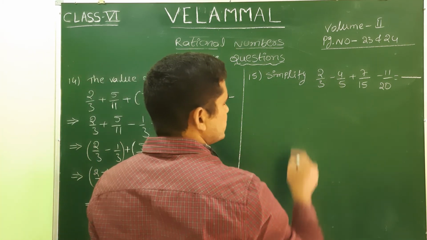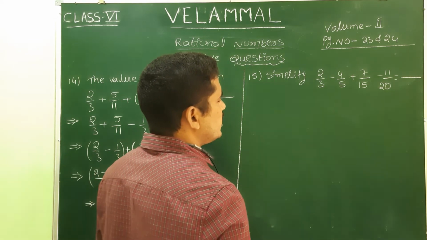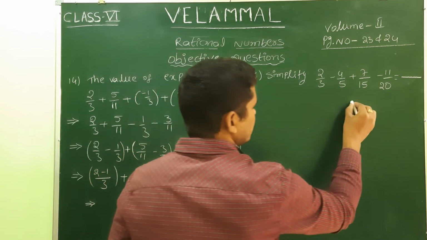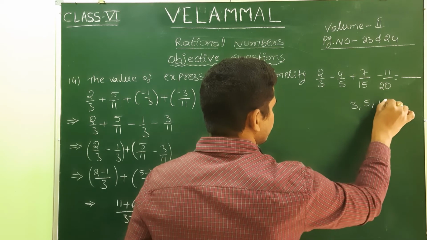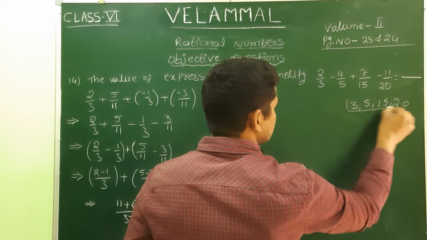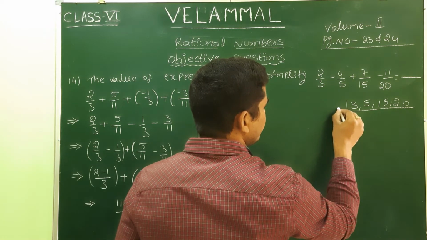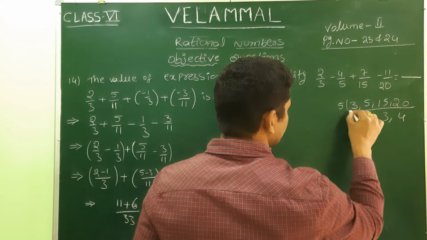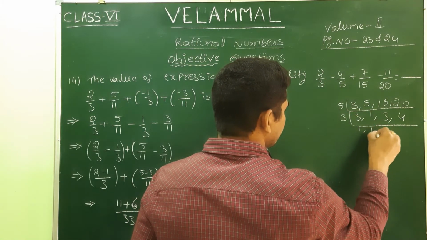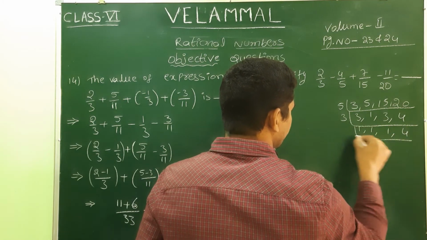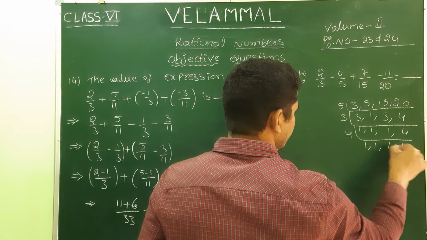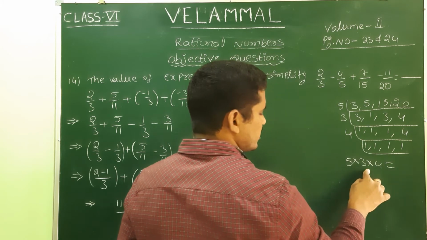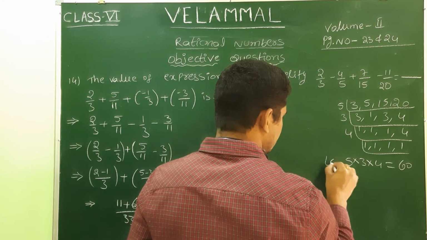The same way next question is given. Simplify 2 by 3 minus 4 by 5 plus 7 by 15 minus 11 by 20. So for all these, for the denominators we need to take the LCM first. So by that commonly here we will go with the 5 table. 5 ones are 5, 5 threes are 15, 5 fours are 20. Now with the 3 table 1 1 1 4. Now with the 4 table 1 1 1 1. So now LCM is equal to 5 into 3 into 4. 5 threes are 15, 15 fours are 60. So LCM we got as 60.